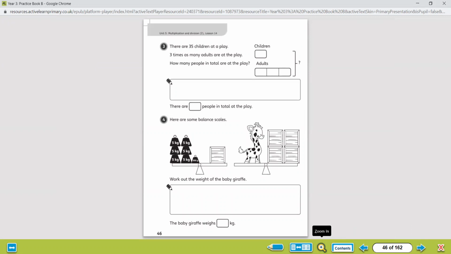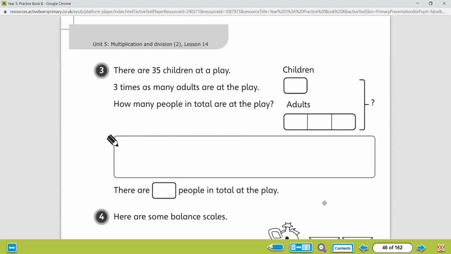Okay, this is the next question that I'd like you to have a go at. So you've had a go at 1B, and I'm going to ask you to do question 3, but let's talk about it first of all. It says there are 35 children at a play. 3 times as many adults are at a play. How many people in total are at the play?